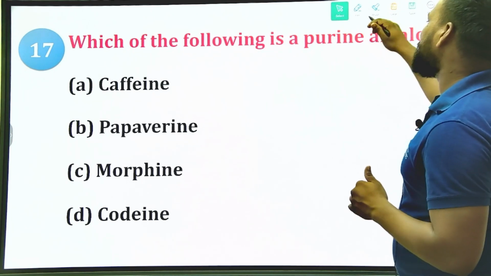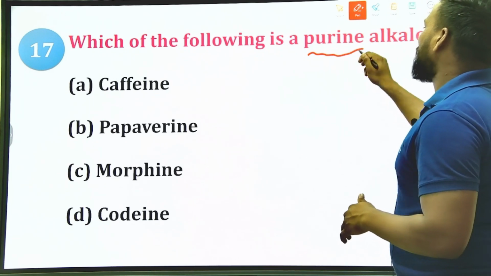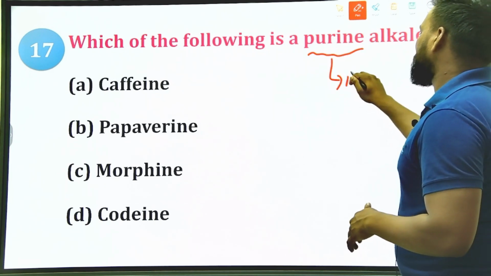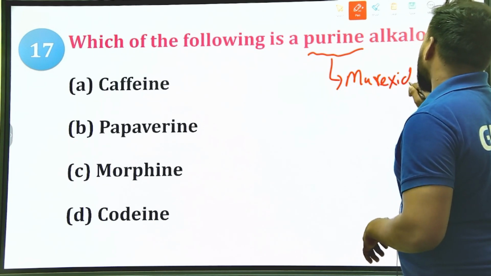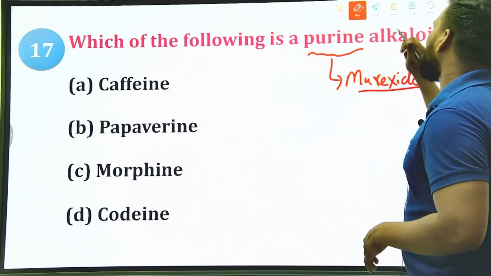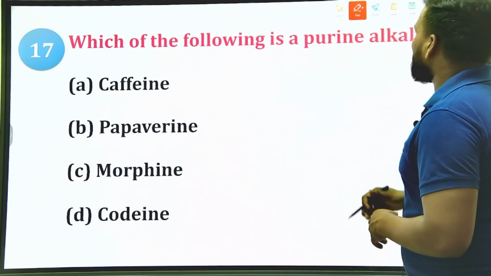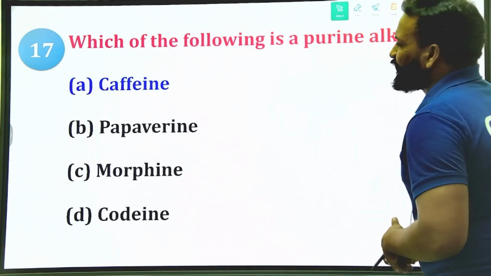Do remember, for the purine alkaloids, the Murexide test is carried out. Do remember the test also. This test is confirmatory for caffeinated products or caffeine. Clear? So, which of the following is a purine alkaloid? Caffeine is the right answer.